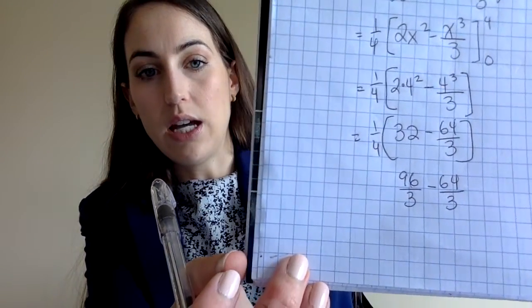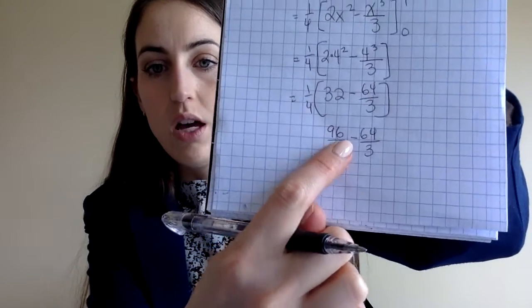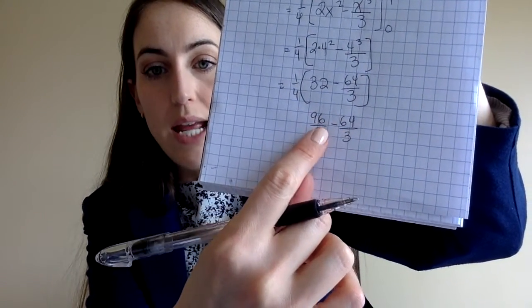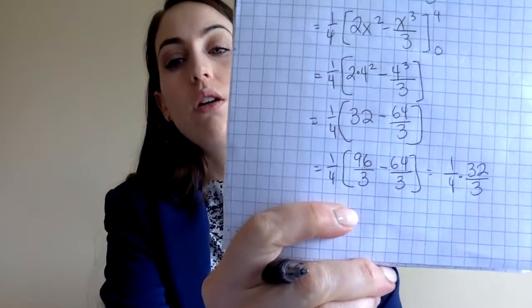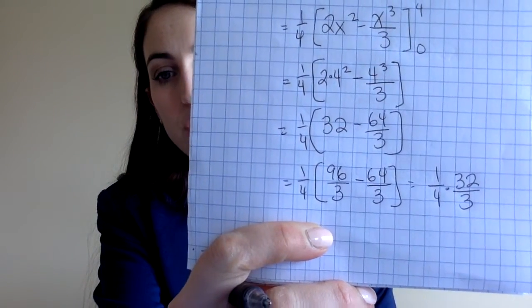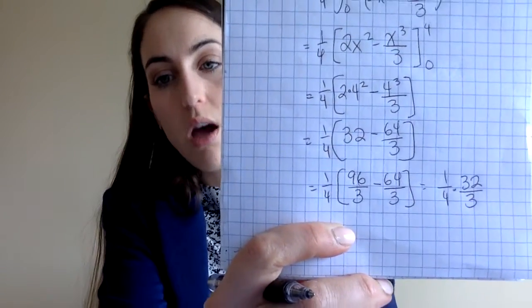Now those are like terms, and I'll carry down that the 1/4 is on the outside still. We can now subtract. So 96 subtract 64 with the 3 in the bottom. I won't forget my 1/4 out front. So we have 1/4 times 96 minus 64, which is 32 over 3. And we're multiplying that 1/4 on our 32 thirds. When we multiply fractions, straight across the numerator, straight across the denominator. So it's now 32 over 12.